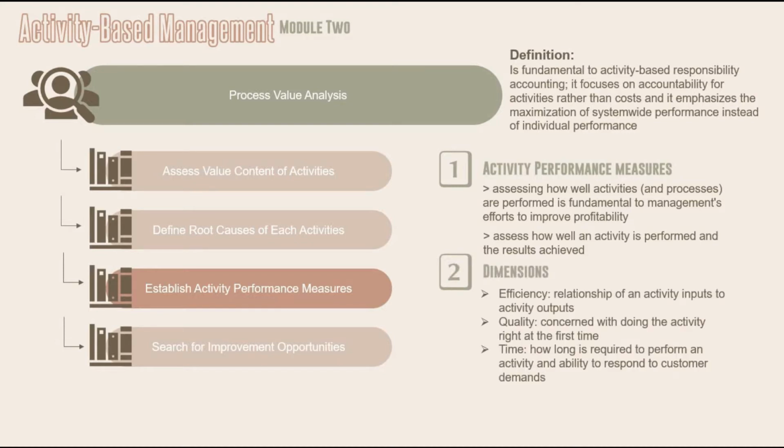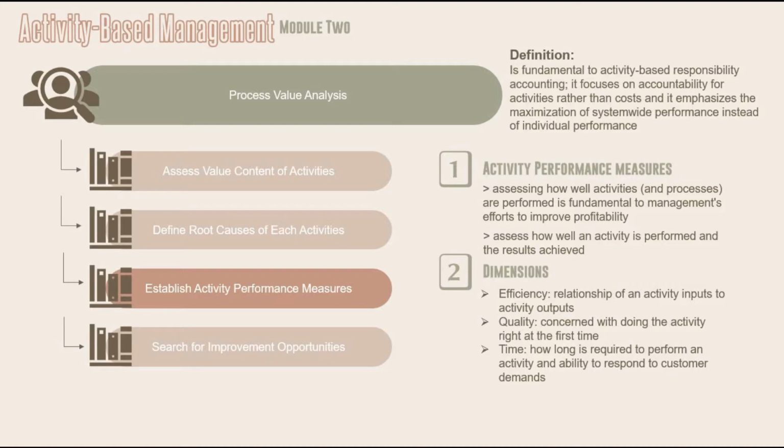First one is efficiency, which is the relationship of an activity's inputs to activity outputs. The second one is quality, which is concerned with doing the activity right the first time. And lastly, time, wherein we determine how long it is required to perform an activity and the ability to respond to customer demands.